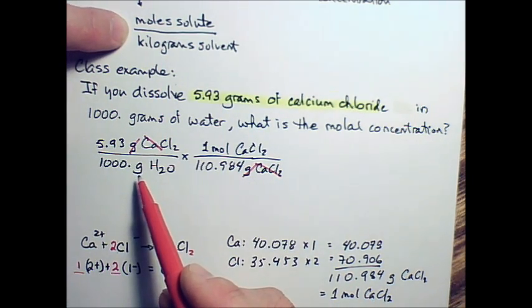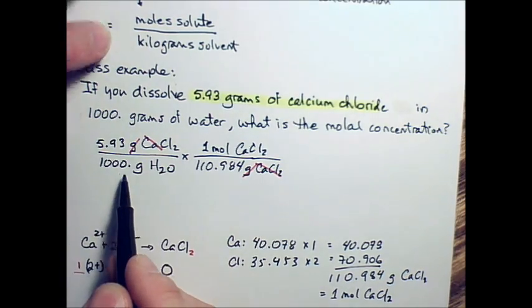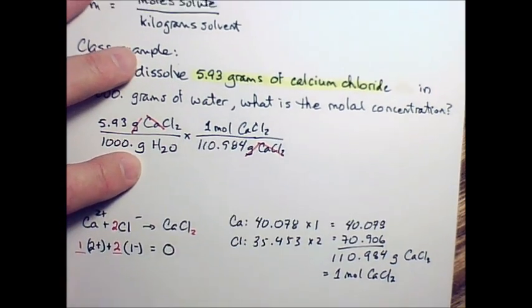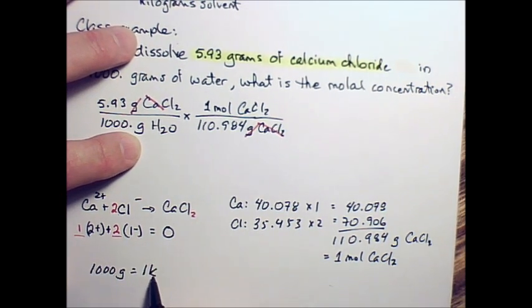Right now it's in grams. We want to change it into kilograms. So we need an equality statement for this conversion as well. You can't just do it. You have to show me what it is. There's 1,000 grams in 1 kilogram.